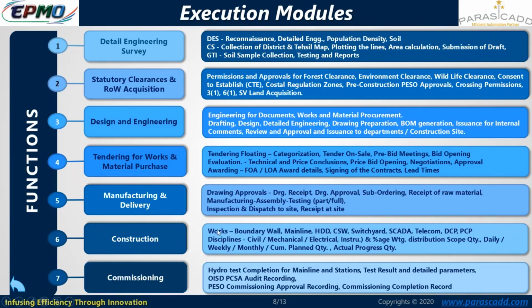Then construction is again further divided into key milestones like boundary wall. In the case of pipeline projects: boundary wall, main line, hydraulic drilling, cathodic protection, combined station work, switch yards, SCADA, telecom. So these are the key work activities that are being progressed.